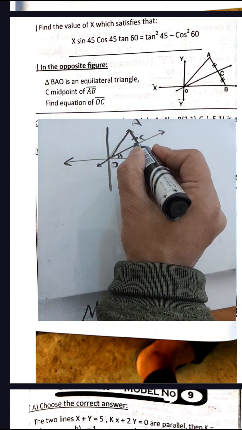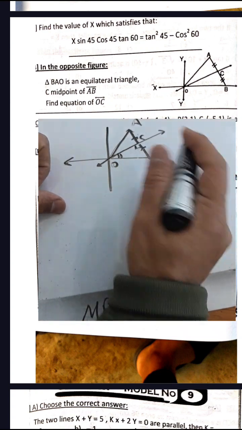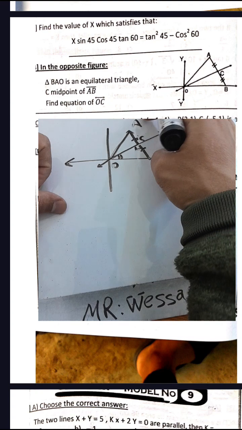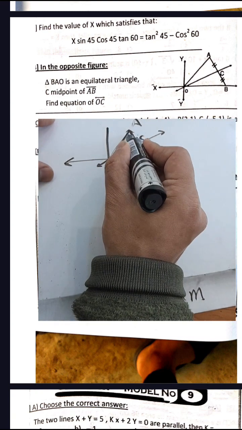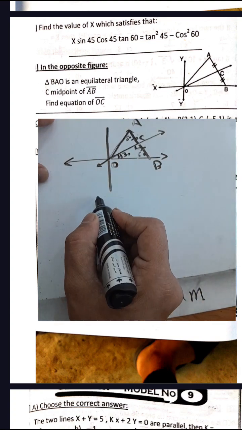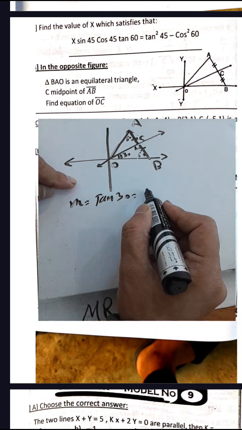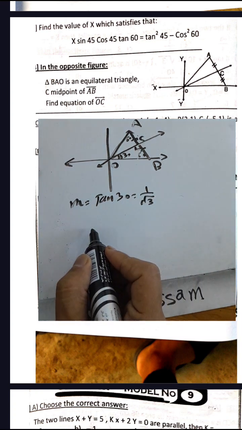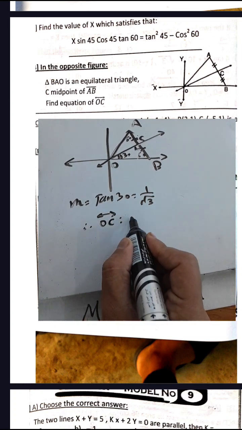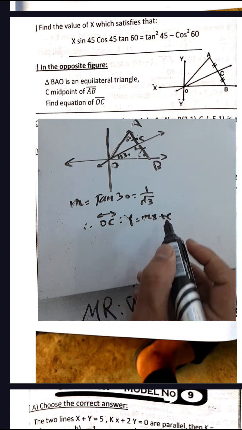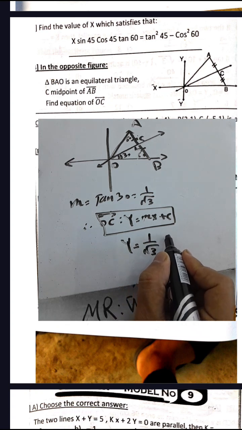It will be perpendicular, because it's passing through the middle, since C lies in the middle of EP, and it tells us this is an equilateral triangle, so this angle will be 60, and this angle will be 60, and this angle will be 30. Then we can find the slope equal tan 30. Tan 30 will be 1 over root 3, and then the slope of OC is such that y equals mx plus constant, the constant equal 0, then y equals 1 over root 3 x.